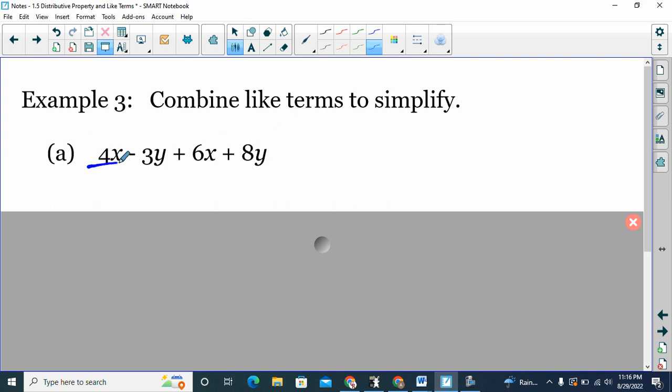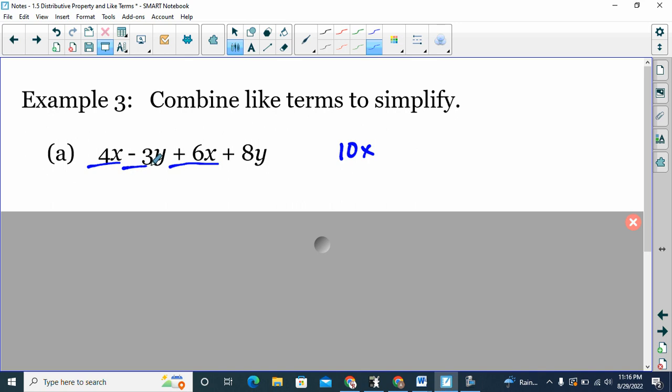This is a positive 4x. And you always look at the sign in front. So positive 4x. Don't worry about that minus. That minus goes with the y here. Plus this 6x right here. 4x plus 6x. That's 10x. I have a total of 10 x's. I had 4 plus 6 more x's.